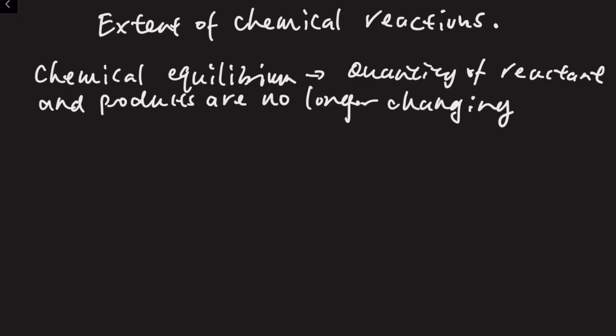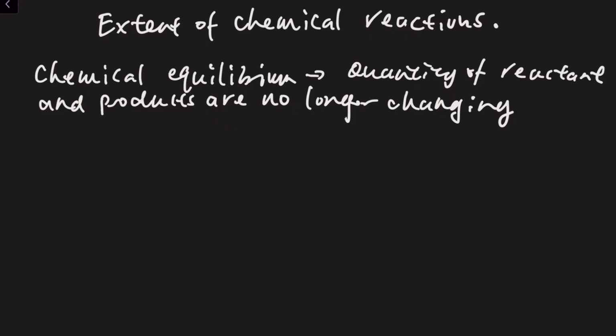So first, let's look at one definition. A chemical equilibrium is when the quantity of reactant and products are no longer changing. So this does not indicate that the reaction has reached completion. As long as the quantity of reactant and products are not changing, then we are in a chemical equilibrium. Many important chemical reactions we encounter in our life are actually equilibrium reactions. The reaction does not go to completion, rather they reach a state of equilibrium.